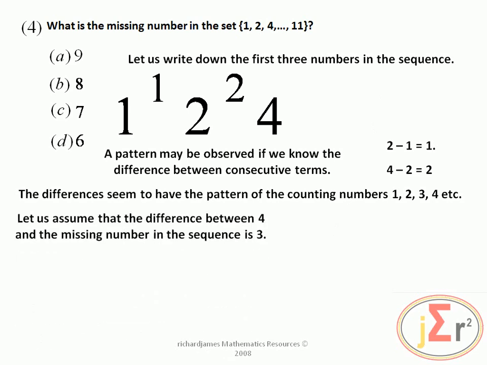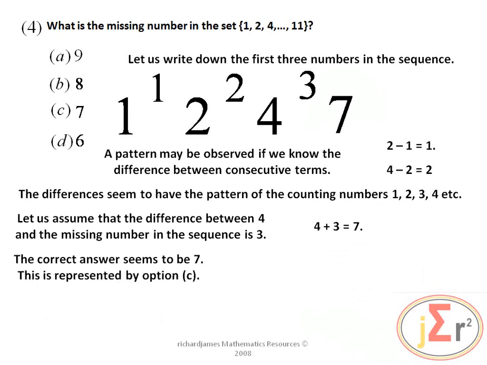So let us assume that the difference between 4 and the missing number in the sequence is 3. So we are going to say the difference between 1 and 2 is 1. Then between 2 and 4 is 2. So we have 1, 2. So the difference between 4 and the missing number, we are going to say the difference between those two numbers is 3. So if the difference between the two numbers is 3, what do we know? The other number will be 4 plus 3 is equal to 7. Okay.